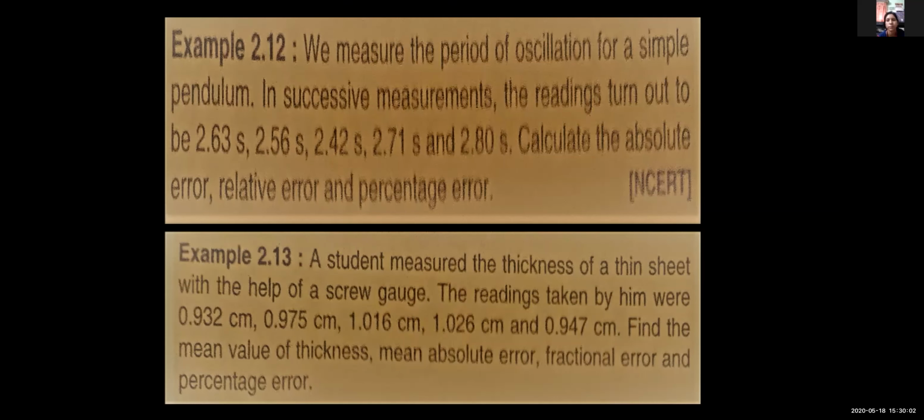2.63 plus 2.56 plus 2.42 plus 2.71 plus 2.80 divided by 5. So it will be the true value. Now find the absolute errors, delta A1, delta A2, delta A3, and then the mean absolute error, and find the relative error. Relative error will be given by mean absolute error upon true value. And percentage error will be given by the percentage of the relative error.